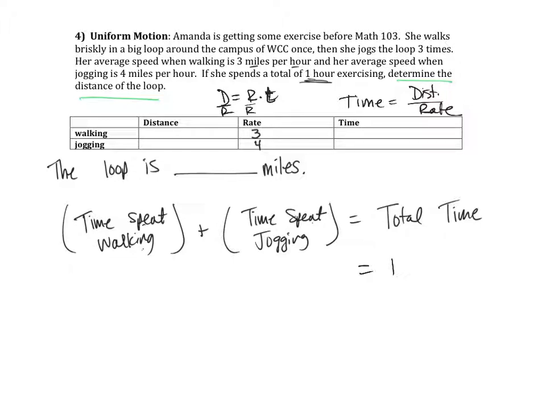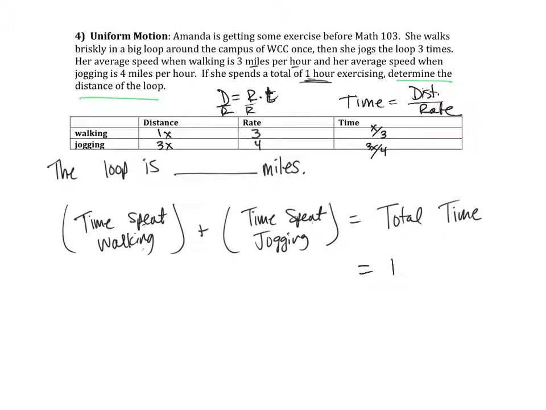Okay, so here we go. The distance that I went walking was 1 loop, and that I don't know, that's my x. And then my jogging, I went 3 loops, but I don't know the length of that loop, so I went around 3 times. Okay, so then my expression for time would be the distance divided by the rate. So in this case, x divided by 3, and then here I have 3x divided by 4.